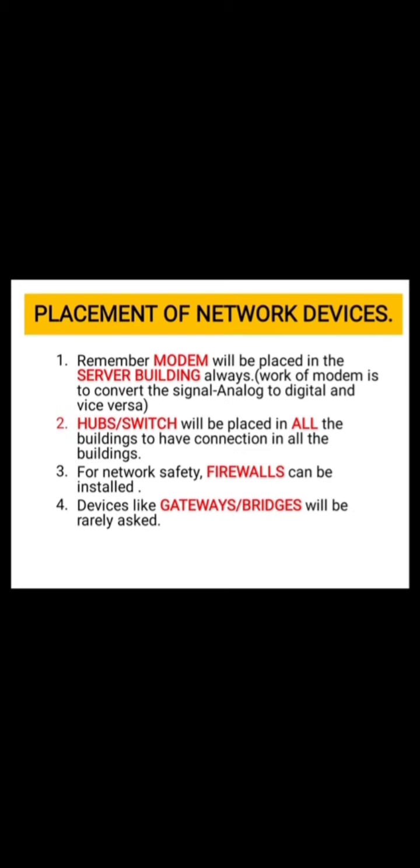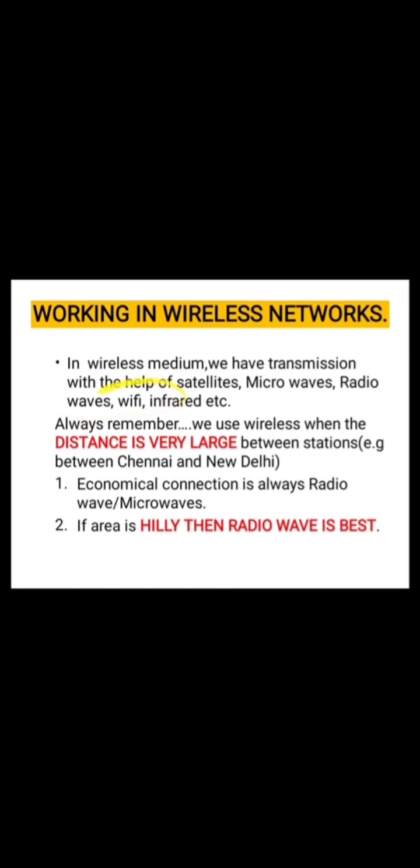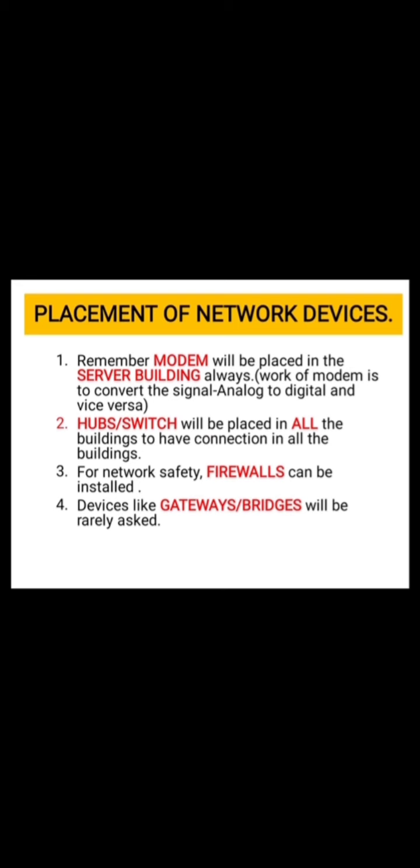Second is the placement of the network devices. The question can come where will you place the repeater, where will you place the hub and switch, where will you place the firewall. You all know the working of these devices. So let's start. Remember that the modem will always be placed in the server building. Whenever it is asked where will you place the modem, the answer is the server building. The work of the modem is to convert the signal, that means analog to digital and digital to analog. This is the only work of a modem.